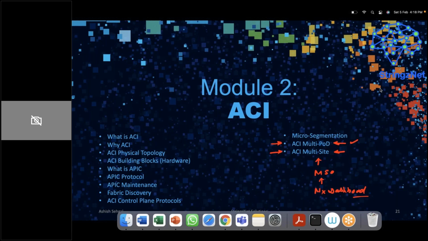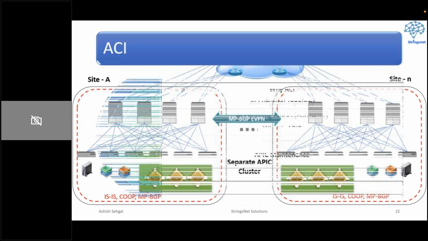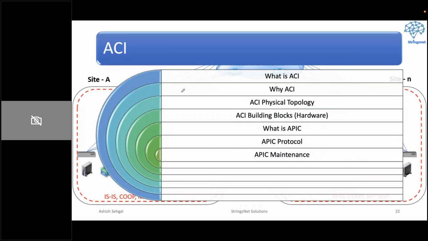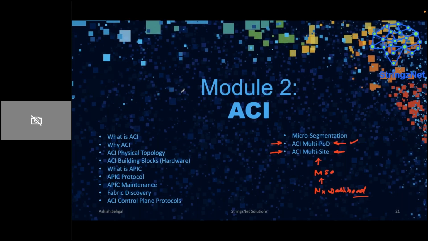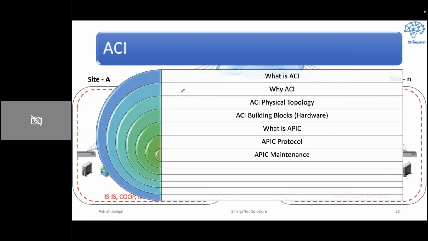Syllabus, sir. Tell me which topics are covered. The CCIE Data Center total package. Module 2 talks about ACI, application centric infrastructure, wherein we do talk about multiple technologies.